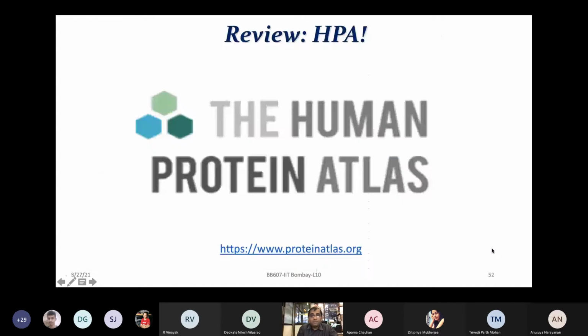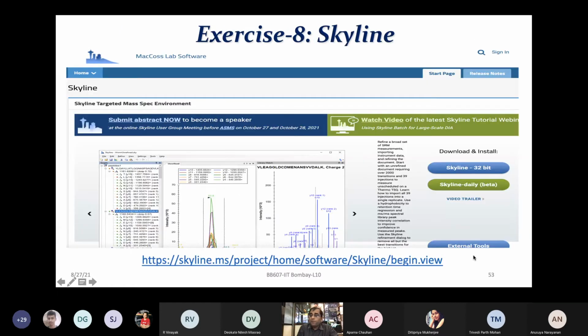All right, that's all from my side right now. We will have a couple of review sessions on the HPA shortly. But before that, let's move on to the hands-on exercise of a new software, Skyline, which you can be exposed to from one of my PhD students, Medha, who is pretty good at doing this analysis. She can give you at least a demonstration of the Skyline session right now.